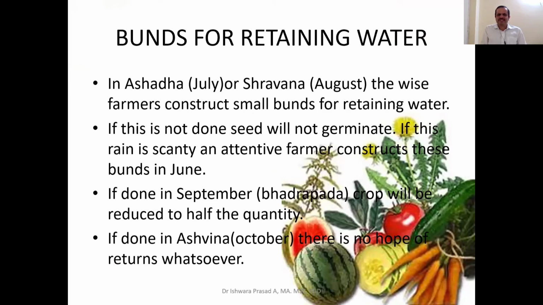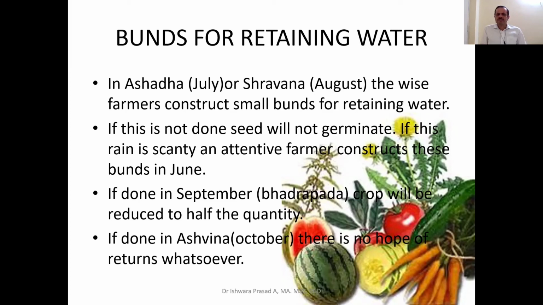in our ancient texts. In Ashada, that is July, or Shravana, that is August, the farmers construct small bunds for retaining water. If this is not done, seed will not germinate. If the rain is scanty, an attentive farmer constructs these bunds in June.